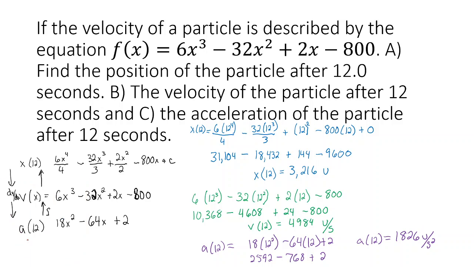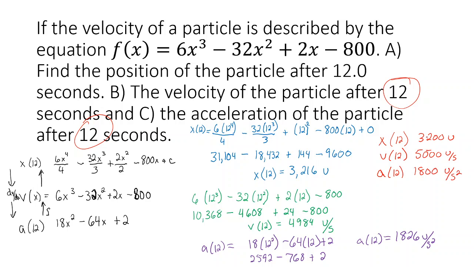I've got 2 significant digits in the problem from 2 and 2. So I'm going to go with x at 12 is 3,200 units, v at 12 is 5,000 units per second, and acceleration at 12 is 1,800 units per second squared. So I came up with 3 answers there. Hopefully you'll be ready for this on this week's test.